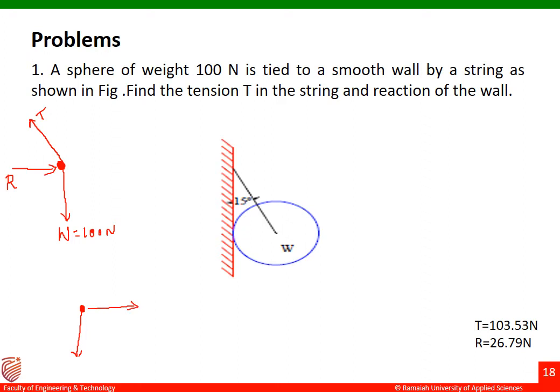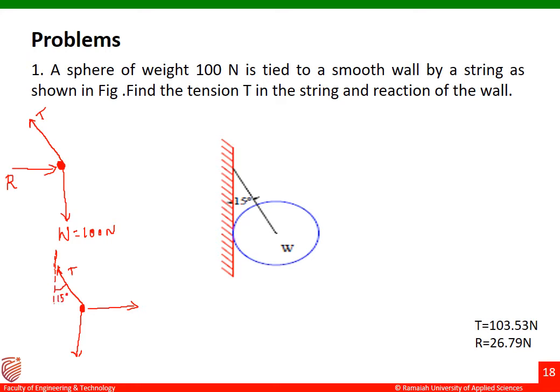Let me draw it once again. What changes I'll do is, this is my W. I'll take the reaction towards this side. Both are the same. Towards this direction also it's the same. Here also it is the same. I'll draw the tension like this. This is my T.